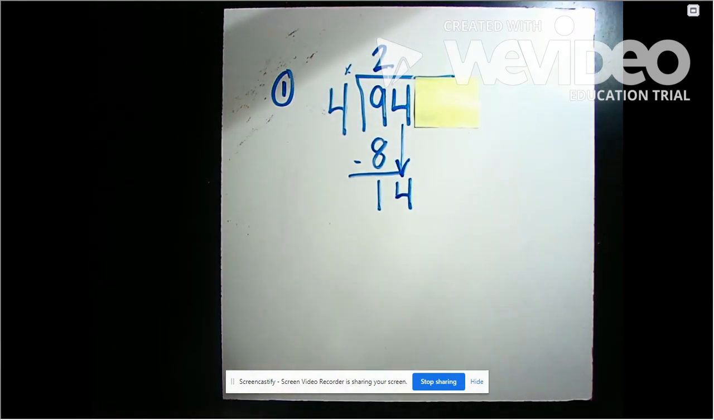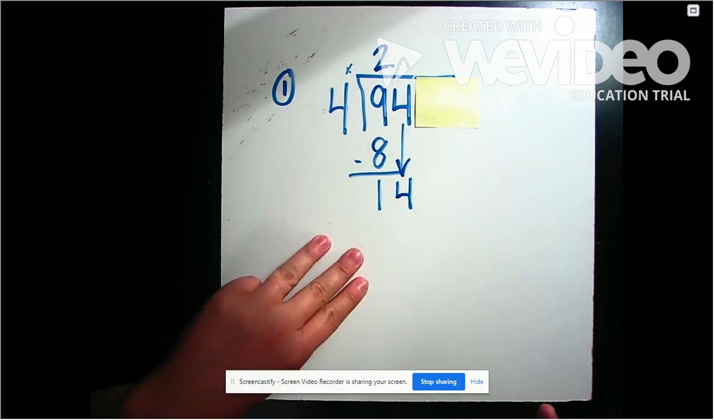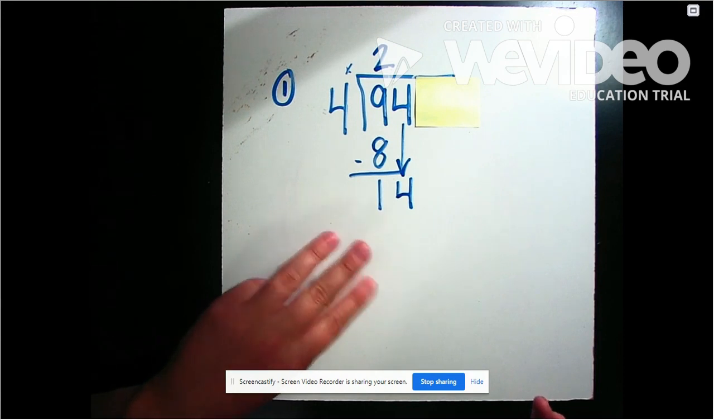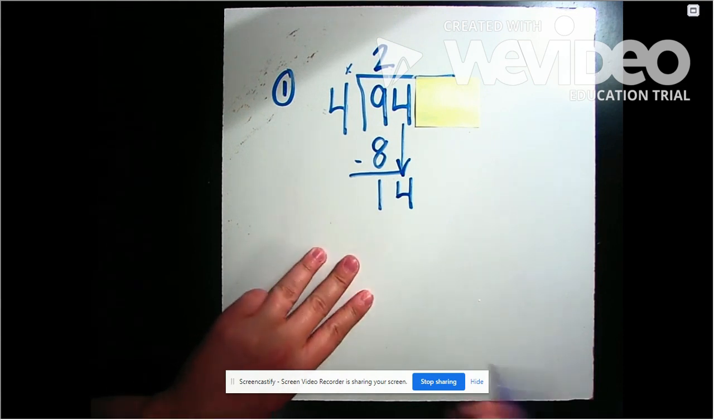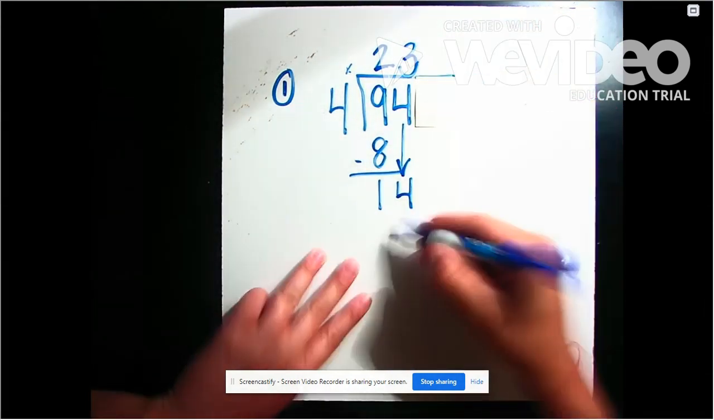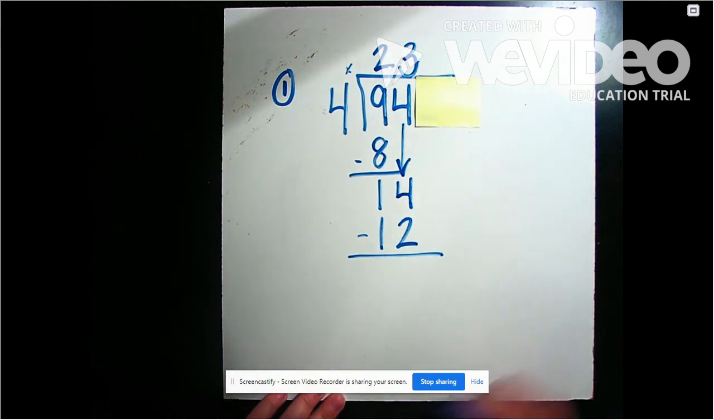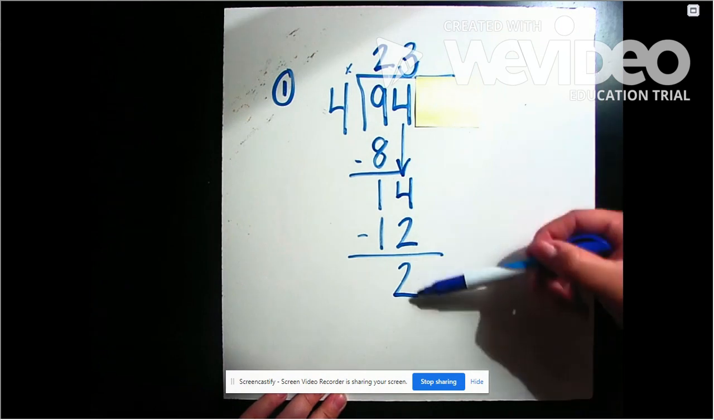How many times will 4 go into 14? Or how many times can I skip count by 4 before I go over? So 4, 8, 12, 16. Oh, that goes over. So 4, 8, 12. I can multiply 4 by 3 without going over. I get 12. And I'm going to subtract. 14 minus 12 is 2. Notice how I'm nice and lined up.